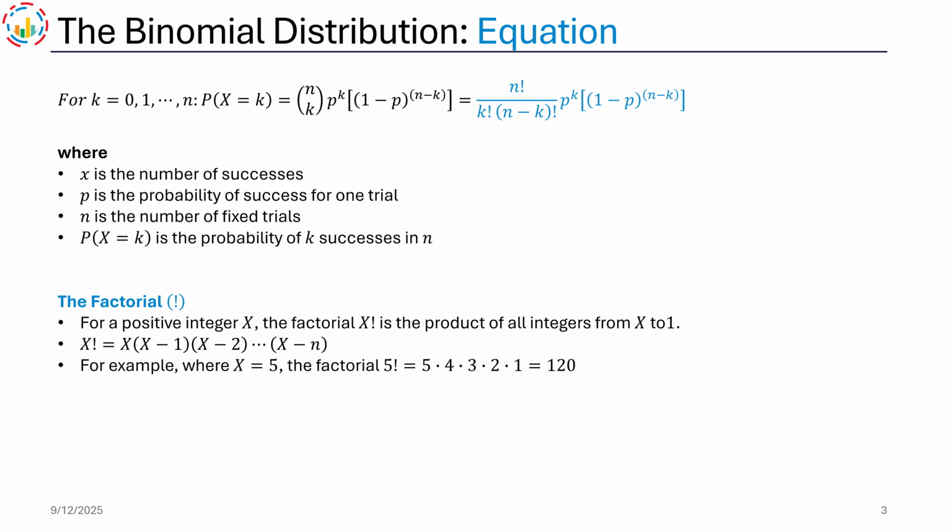In this function, x represents the number of successes for which the probability is being calculated. p represents the known probability of success for each trial, n is the predetermined number of fixed trials, and P of X equals k is the probability of k successes in n trials. Within this function, each factorial, denoted as an exclamation point, represents the product of a positive integer and each integer below it down to 1. For example, 5 factorial is calculated as 5 times 4 times 3 times 2 times 1 equaling 120.